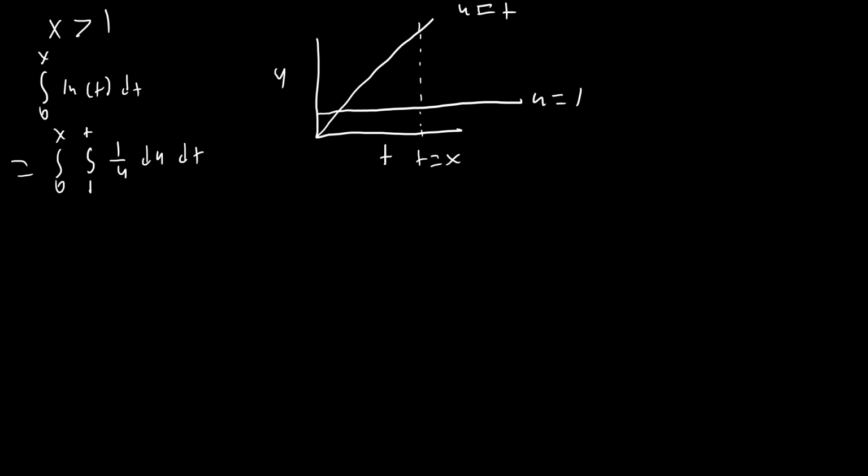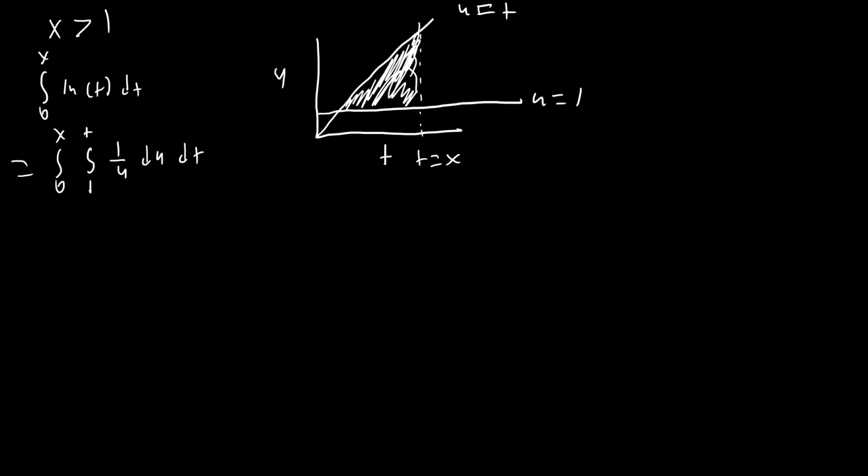However, you see that since t goes all the way from 0 to x, let's first talk about where t is greater than 1. So where t is greater than 1, we just have this area right here filled in. And that's because u is going between u equals 1 and u equals t, while t is going between t equals 1 and t equals x. So that's how that lines up.